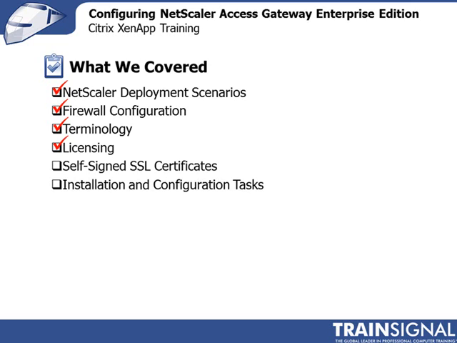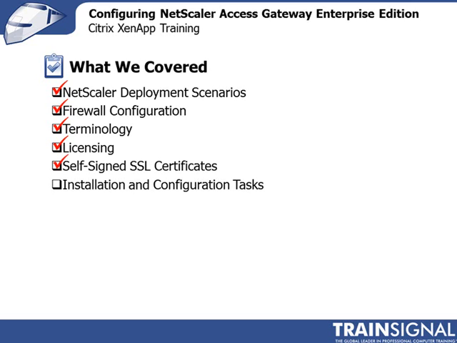licensing. We talked about the difference between a platform license and a user connection license. A platform license allows you to enable features on the NetScaler itself, like application firewall, global server load balancing, and so on and so forth, whereas a user connection license is simply a connectivity pack that allows a number of users to get access to the NetScaler.